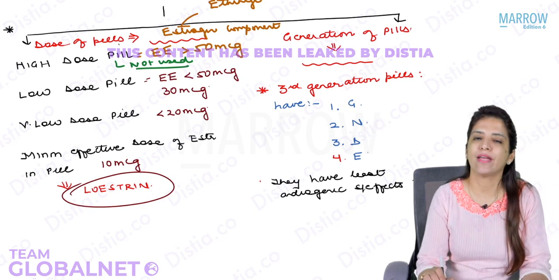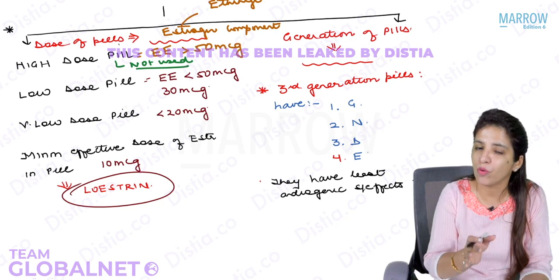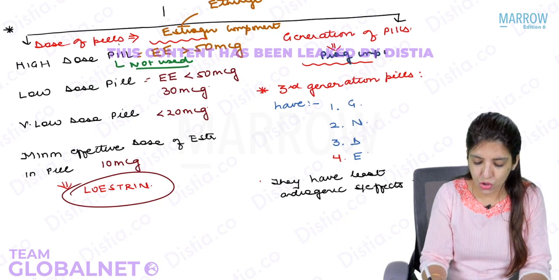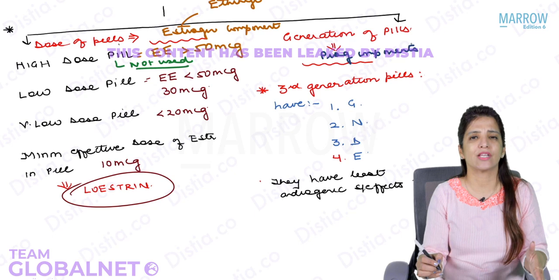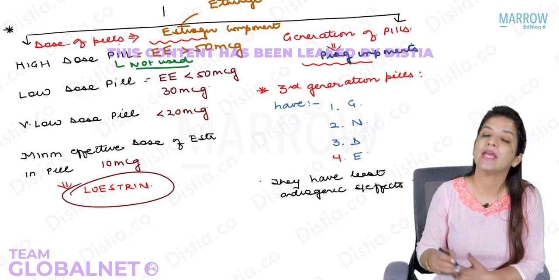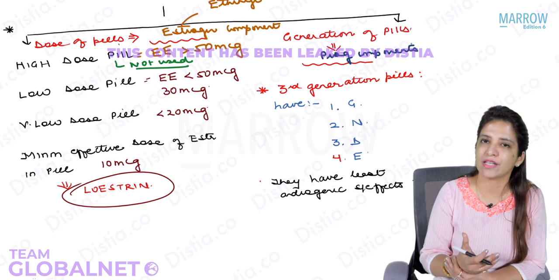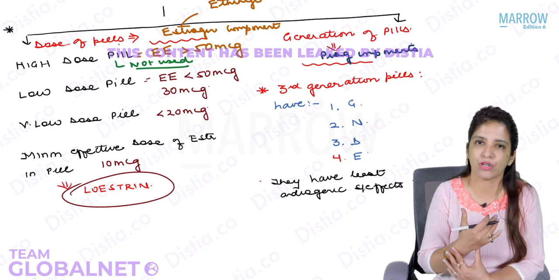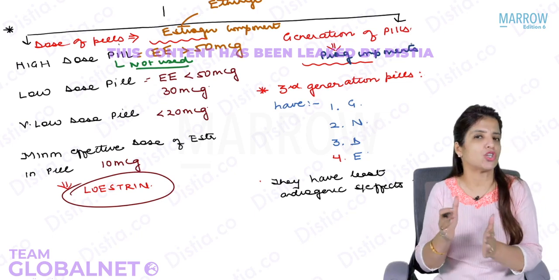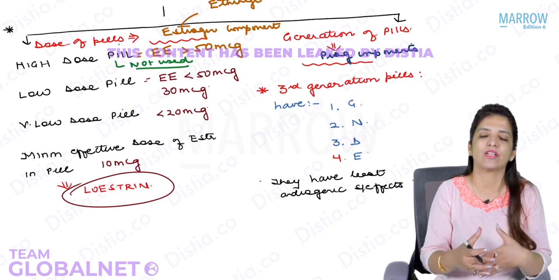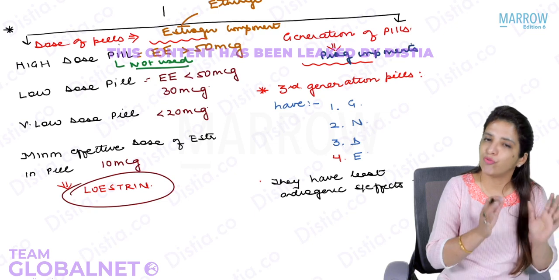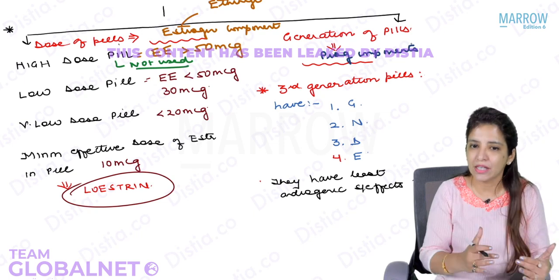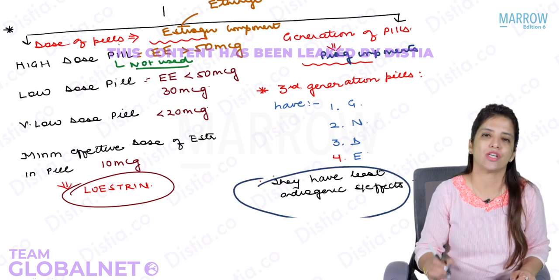The other way of classifying pills is based on the generation. Whenever we are saying generation of pills, we are talking about the progesterone component, whether the progesterone belongs to first generation, second generation, third generation, or fourth generation. When I was doing gynae pharma integration, I told you that the most important are third and fourth generation progesterones, because as the generation increases, the androgenic side effects of progesterone keep on decreasing. First generation progesterones will have a lot of androgenic side effects, second will have a little less, and third generation have the least androgenic side effects.